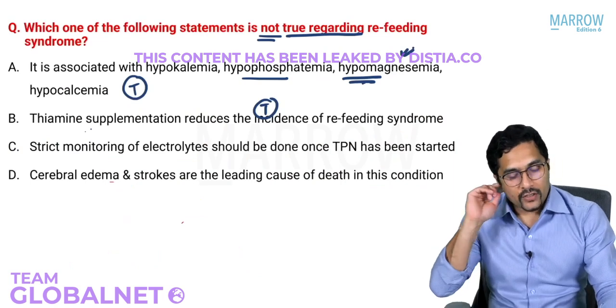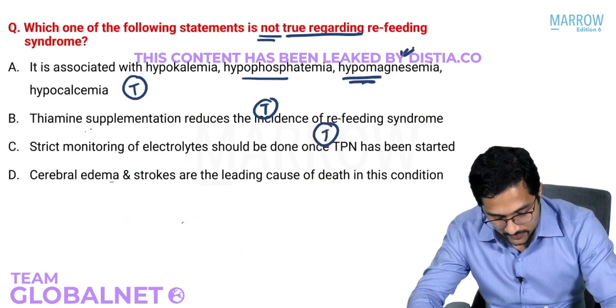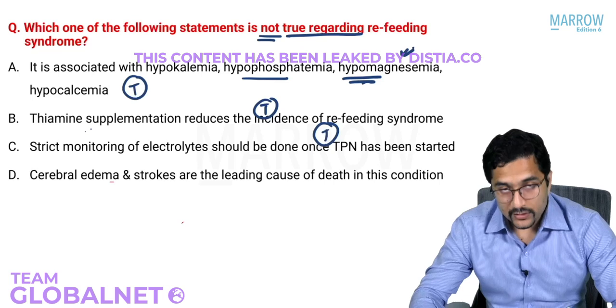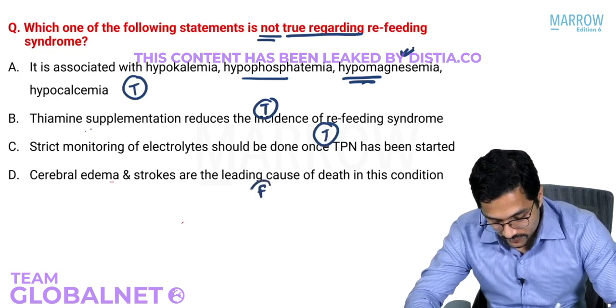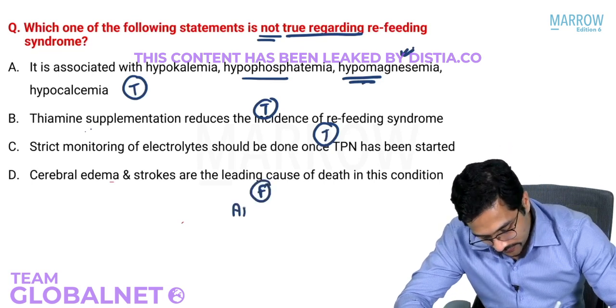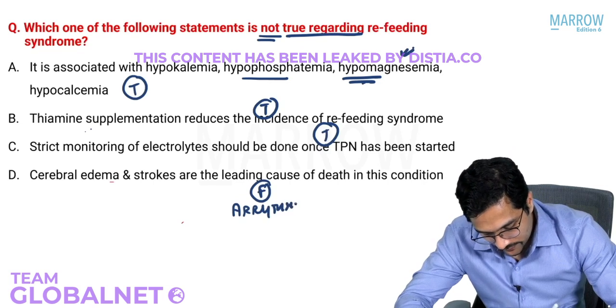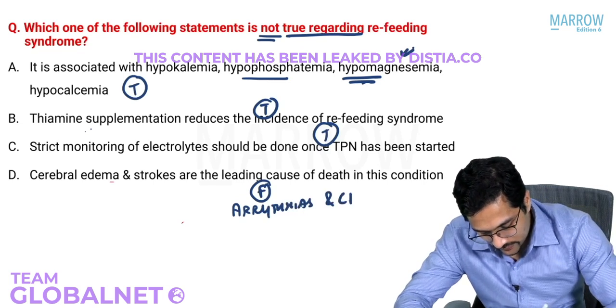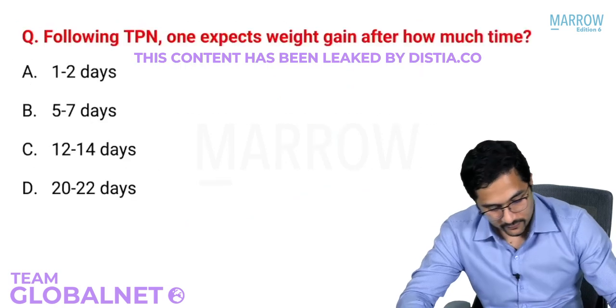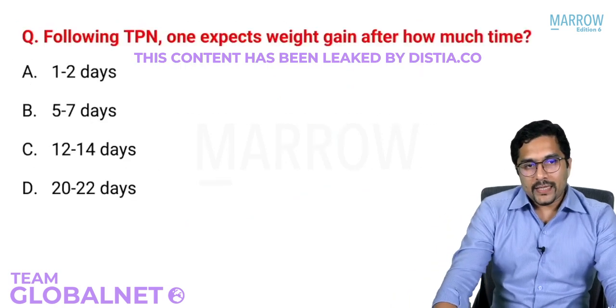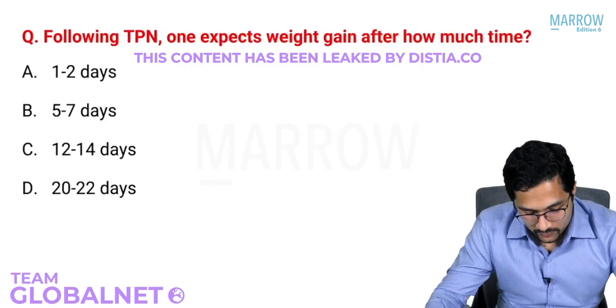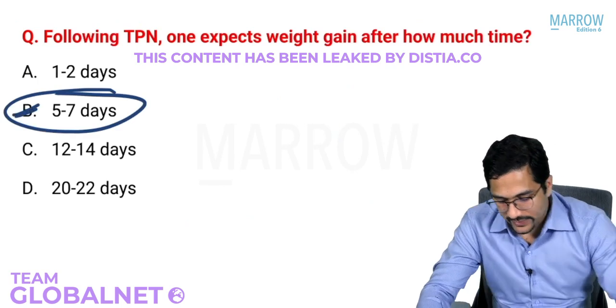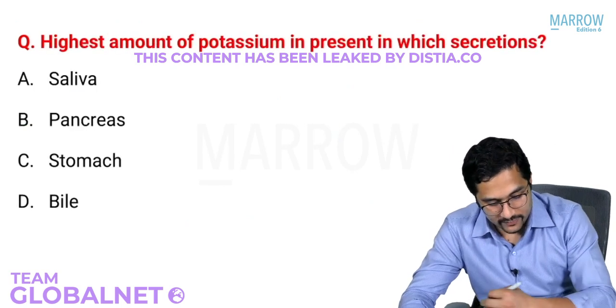Strict monitoring of electrolytes should be done once TPN has been started. This is true. Cerebral edema and strokes are the leading cause of death. This is false. It is arrhythmias and congestive heart failure. Following TPN, one expects weight gain. After how much time? After 5 to 7 days is when we expect weight gain.